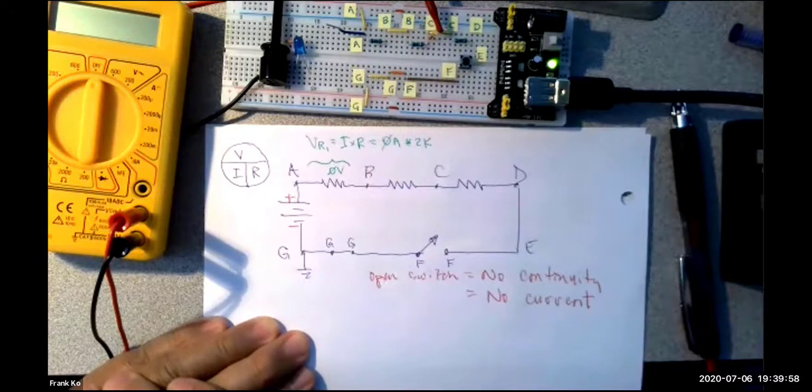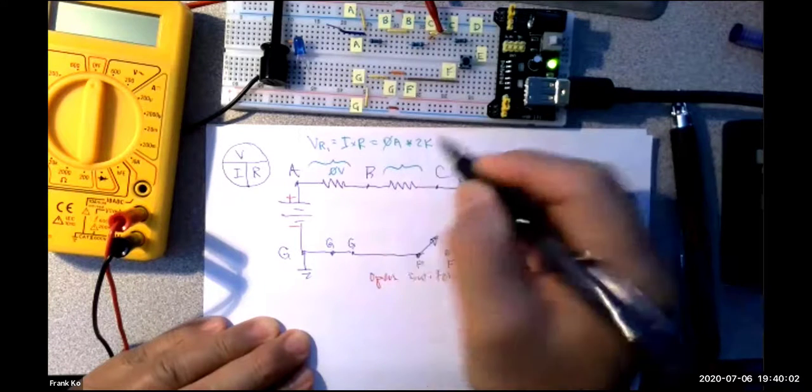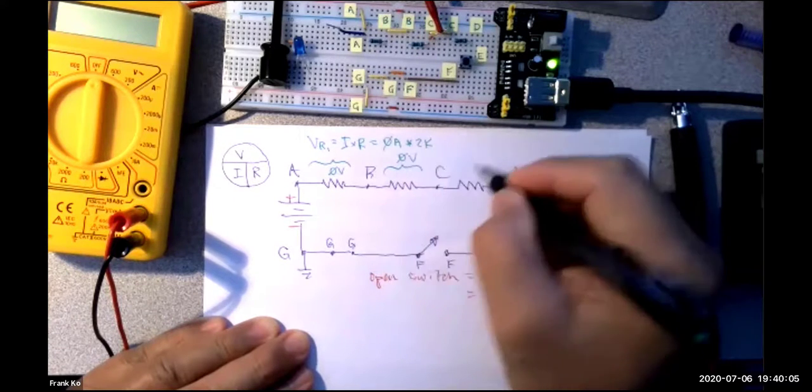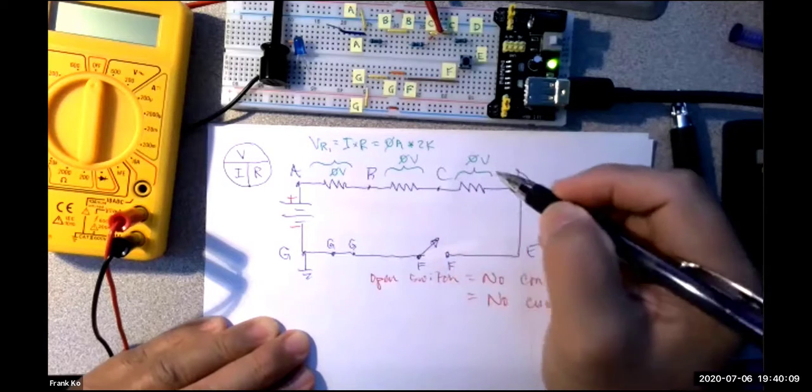Any questions on that? How about the voltage across R2? This is also going to be 0 volts. What's my voltage across R3? 0 volts.